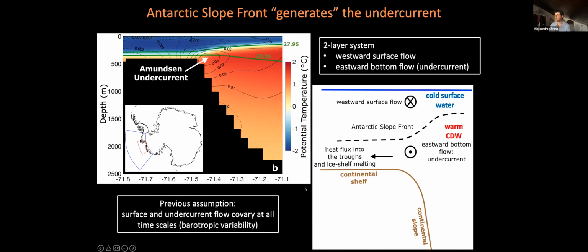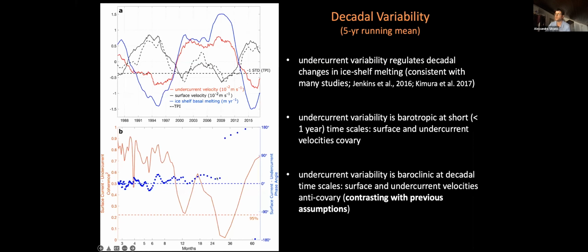However, what we see in our model is a different response. At short time scales, you have this barotropic response, but at longer, decadal time scales, you have a baroclinic response. In this time series, you can see a 5-year running mean of the undercurrent in red and the surface flow in black, and you see how they anti-covary. Also in blue is the ice shelf melting. You can see how it's highly correlated with the undercurrent velocity.